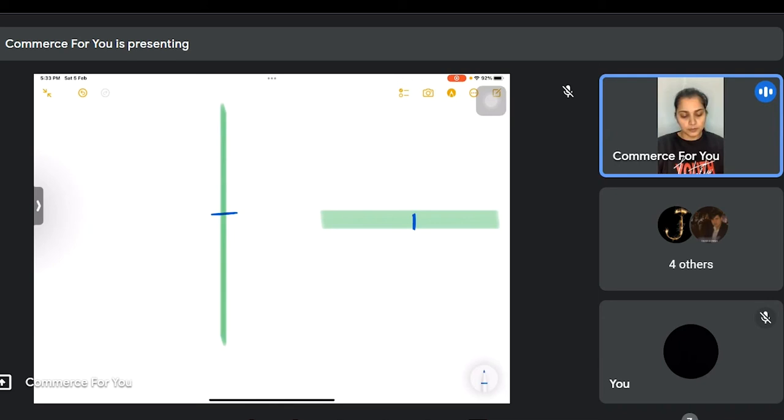This is the neutral position, where it's zero. Let's say we take this as the debit side and this as the credit side.